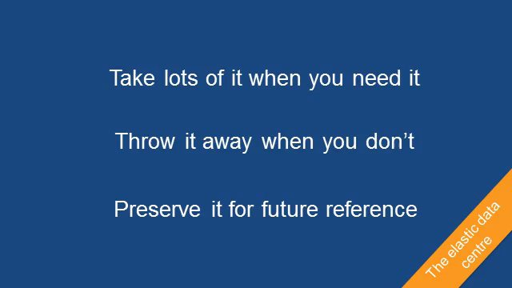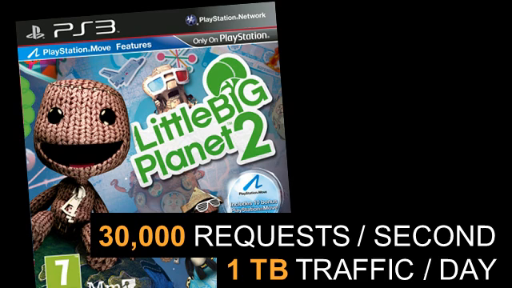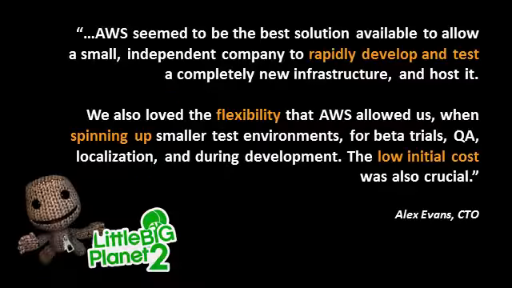So let's move on a little bit more. So take lots of it when you need it, throw it away when you don't, and preserve it for future reference. We're going to look now at spinning up environments on demand. So let's look at a case study first of all. This is a pretty popular PS3 title that was released a couple of years ago, Little Big Planet 2. Very, very large service, as many of these gaming offers are. You know, you get very, very high user volumes, extremely peaky. And as a result of the rise of online gaming, obviously you're no longer freezing the title at the point at which it ships. There's a continuous requirement to develop and innovate once you've shipped the title in order to retain the interest of your players.